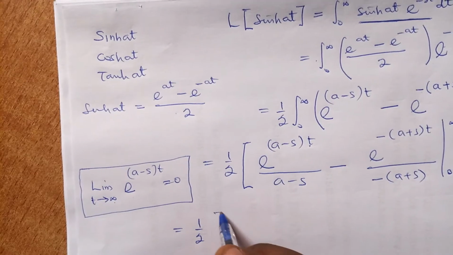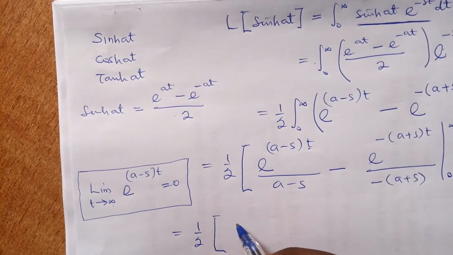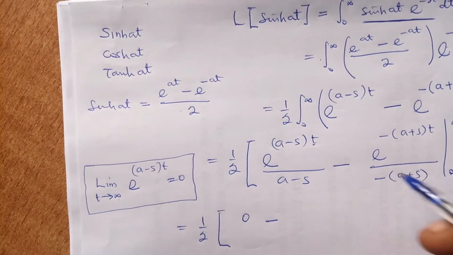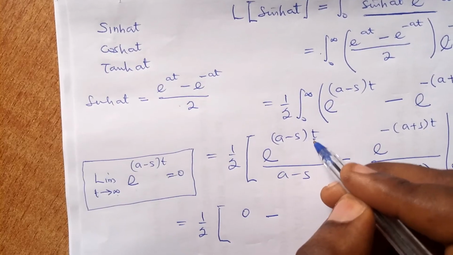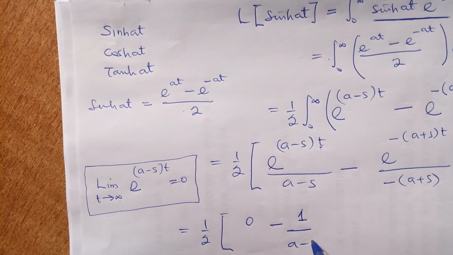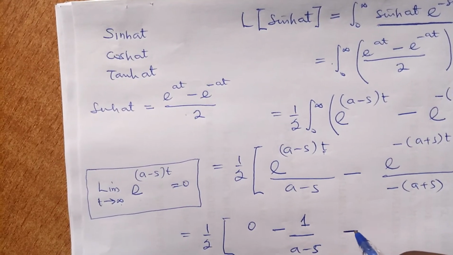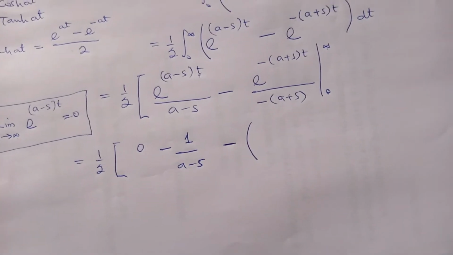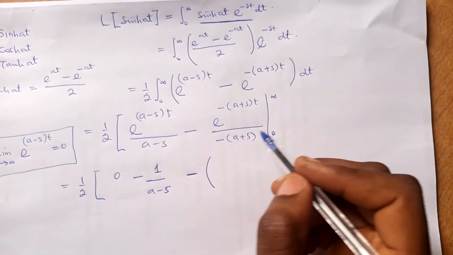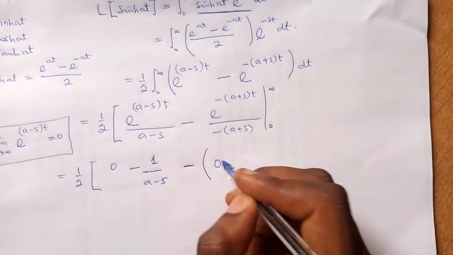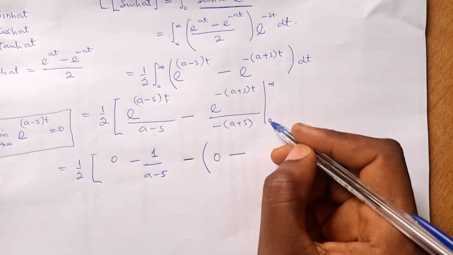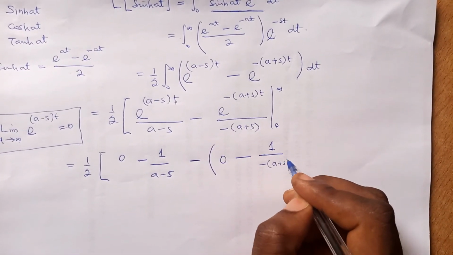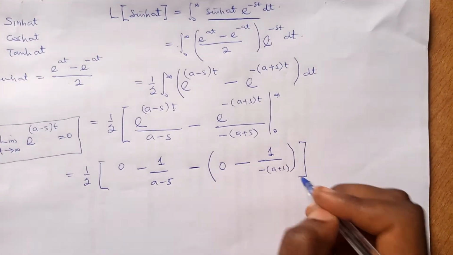This one will now give us 1 over 2 into bracket. So you put infinity here, you have 0. Then minus, you put 0 here, then you have 1 over (a minus s). This minus is still here. Are we together now? But it's better for us to now put brackets, because we want to evaluate the other side too. So by the time you put infinity here, you have 0. Then minus, by the time you put 0 here, you have 1 over minus (a plus s). So let's close the brackets now.